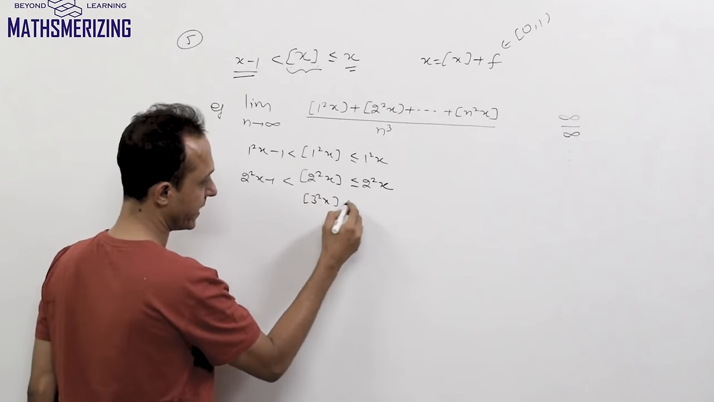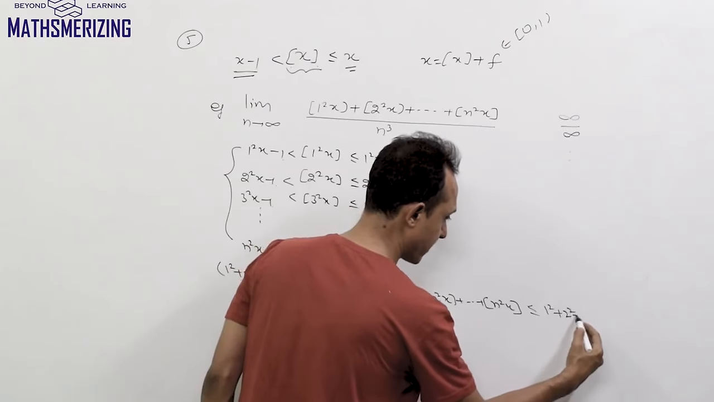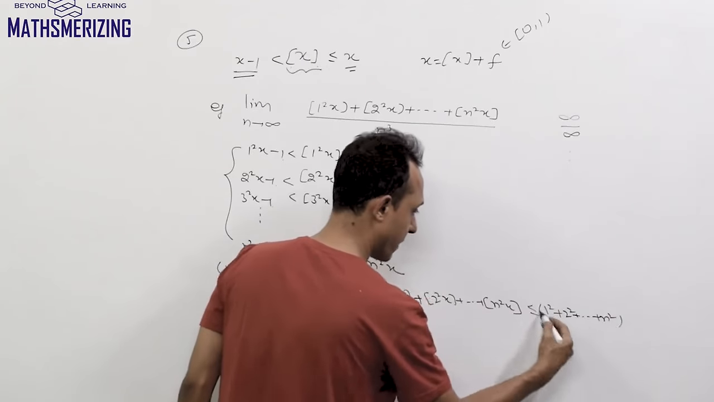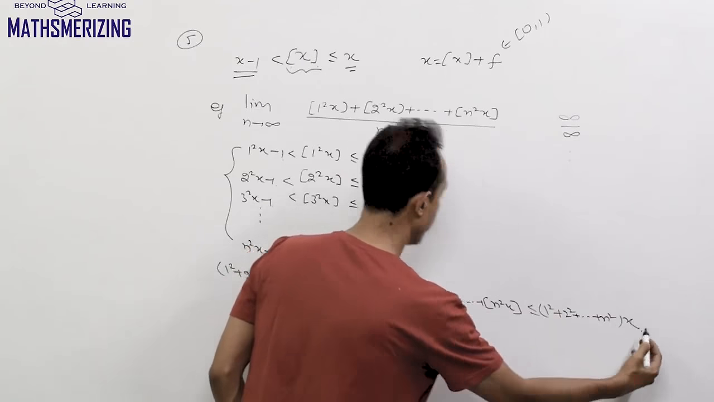If I add them all up, I can write it as 1 square plus 2 square up to n square, into x, and then minus 1 minus 1 minus 1 n times, so there will be minus n. This is less than the greatest integer function of 1 square x plus the greatest integer function of 2 square x up to the greatest integer function of n square x, and it will be less than or equal to 1 square plus 2 square up to n square, into x.